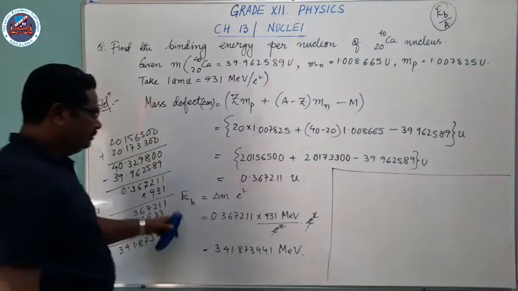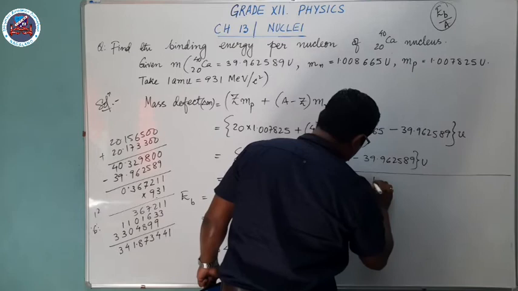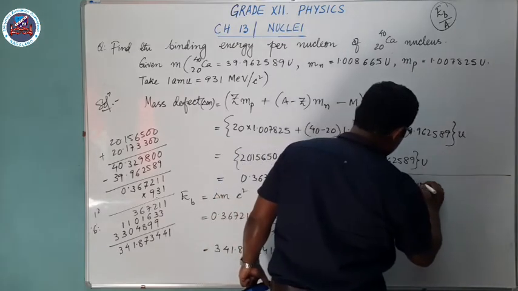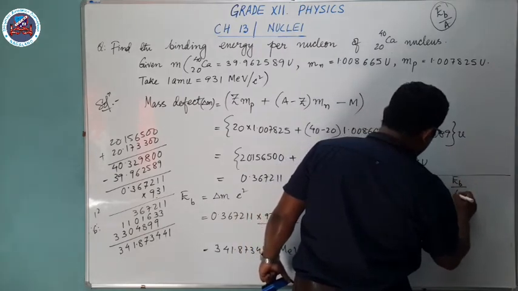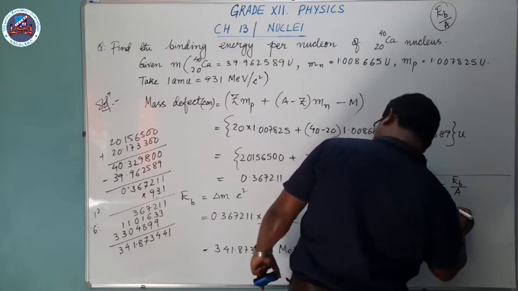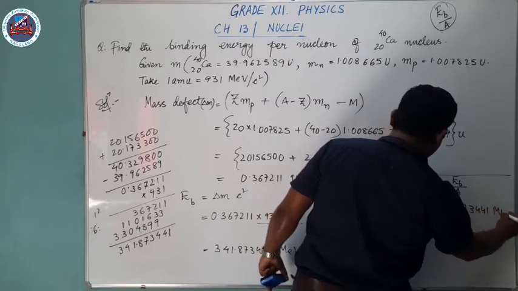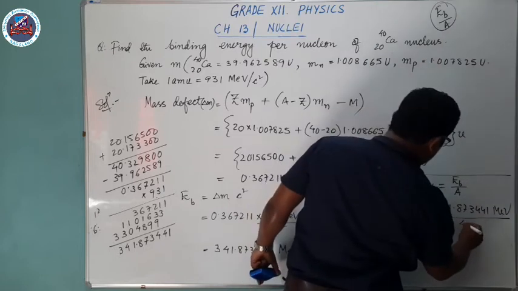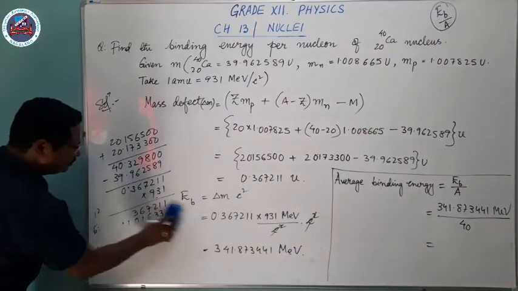Then we'll find out the average binding energy, which is equal to binding energy per nucleon. Binding energy we got 341.87344 mega electron volt, divided by the mass number of calcium, which is 40. So we'll divide this value by 40.